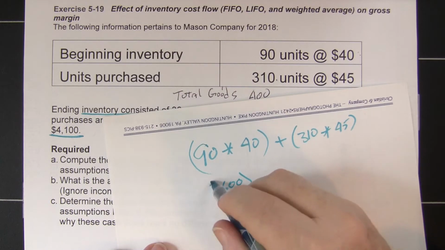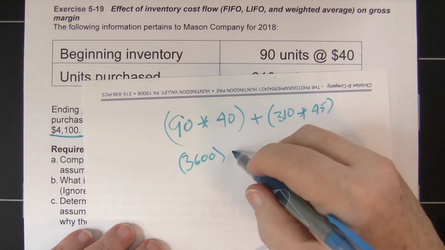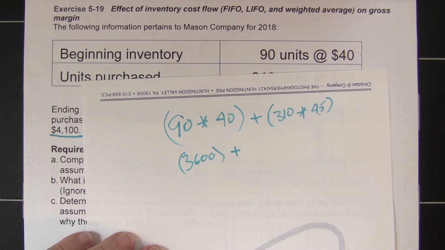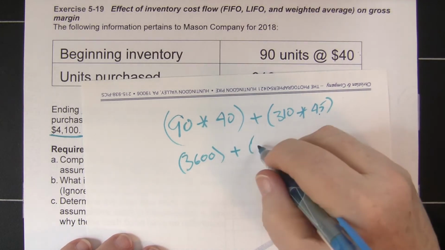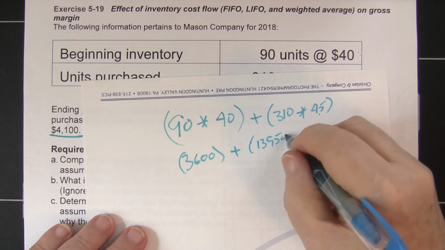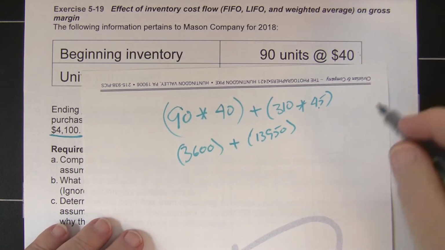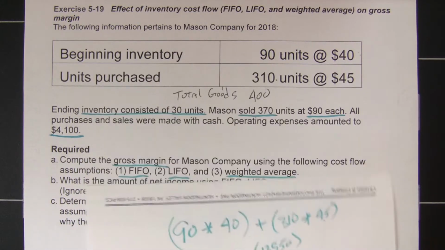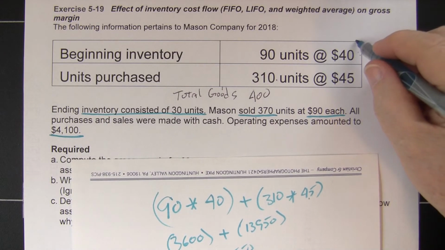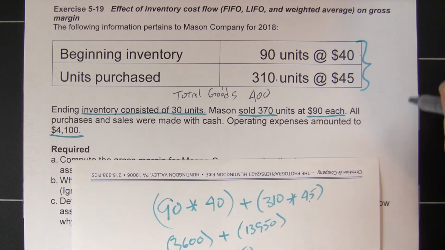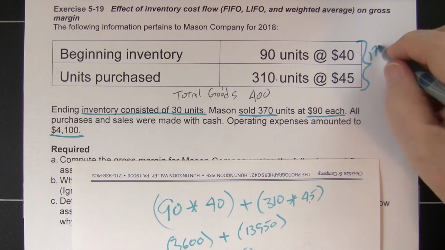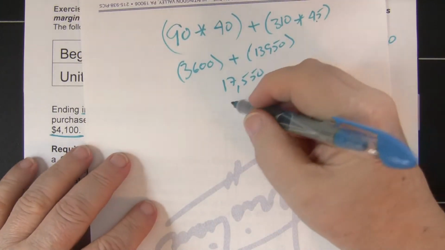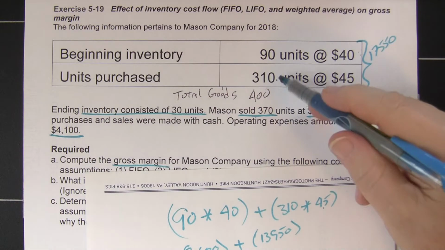Okay, so that gives us 3,600 plus, what's that work out to? We did that, 13,950. We add those together, that gives us 17,550. So the total that we paid for all of those was $17,550. And altogether we had 400 units.